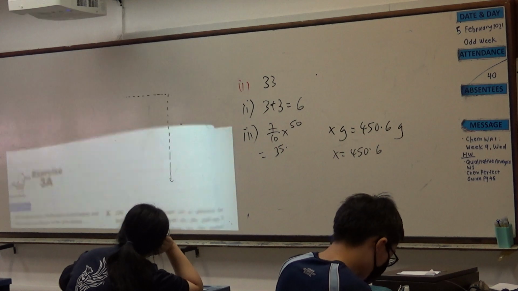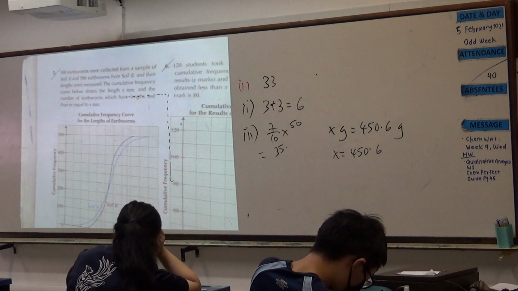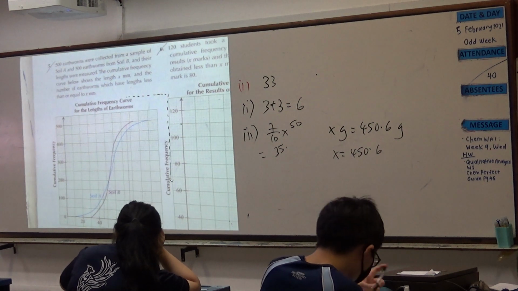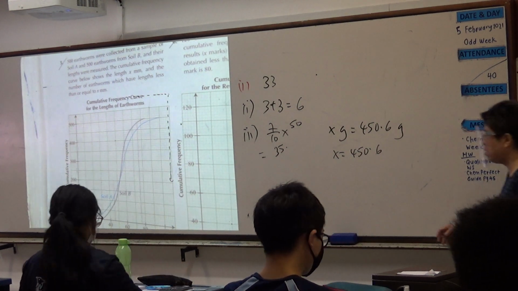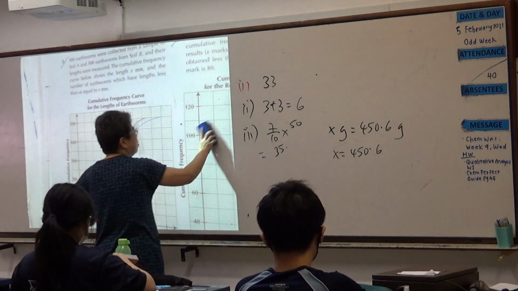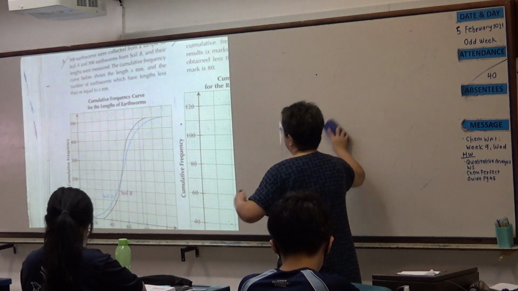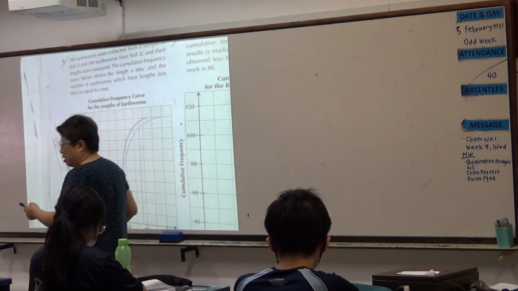Can we look at question number 5? They like to superimpose 2 graphs for you like that. It's very common in O-level. No, they don't want the point of intersection. They want you to compare.